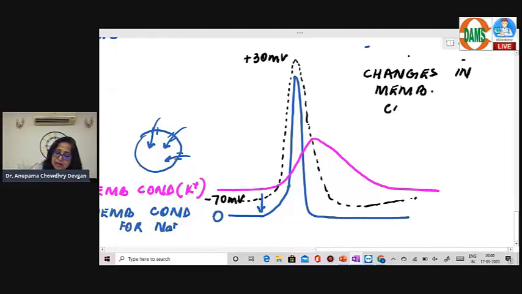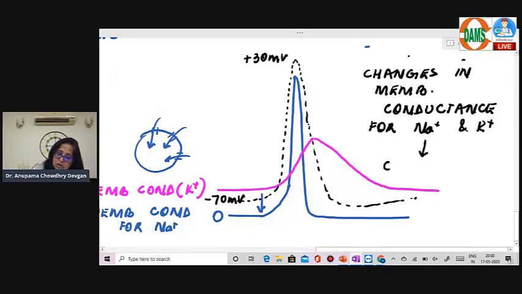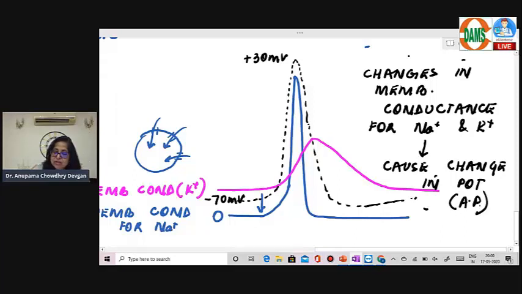Changes in membrane conductance for sodium and potassium cause a change in potential, which is known as action potential, right? Please remember, I have simply superimposed the action potential here. Have you understood? I've superimposed this here.